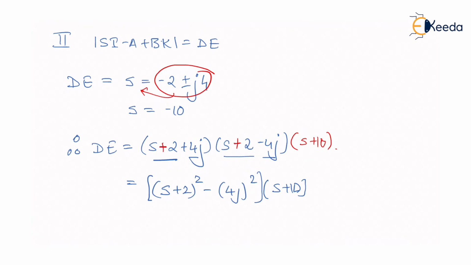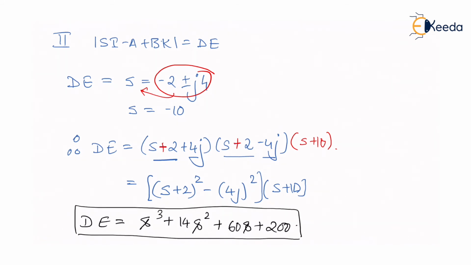So on solving the above expression, we get the desired expression equal to s cube plus 14 s square plus 60 s plus 200. Mark this important expression and be ready. So here we have found the desired expression. Now let us try to find the determinant of sI minus A plus BK. Simple.